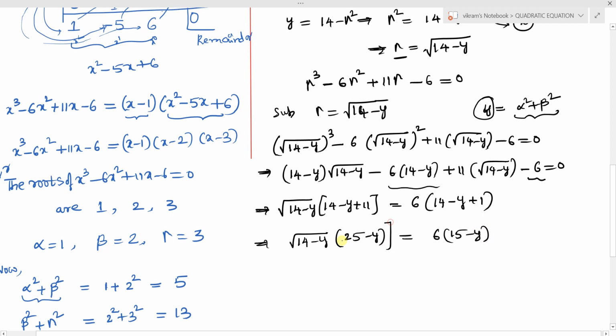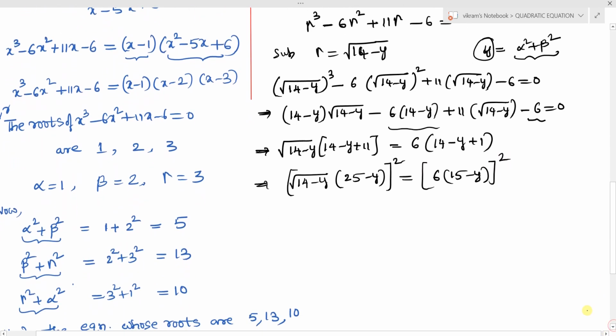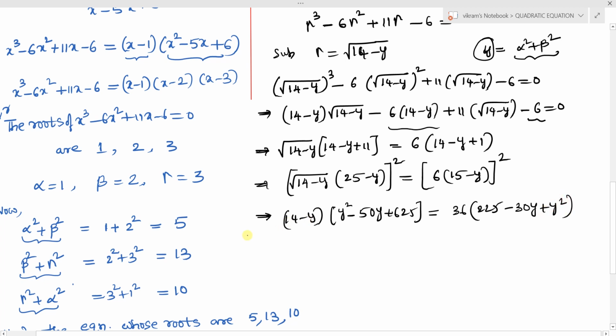Now apply the square on both sides and simplify. Applying the square and simplifying, we get 14 minus y into (y square minus 50y plus 625) equal to 36 into (225 minus 30y plus y square). Then expand and simplify this.